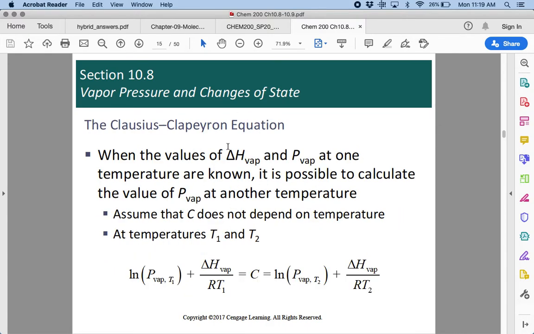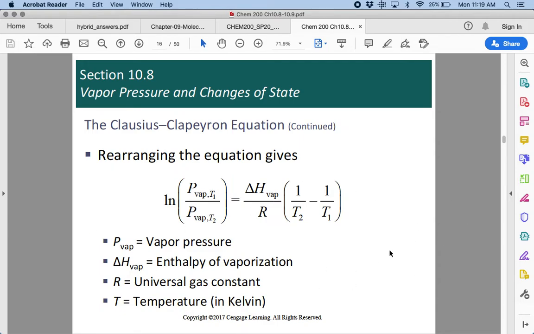So this all comes together in what we call the Clausius-Clapeyron equation. When we know the value for the heat of vaporization and the vapor pressure at one temperature, we can use that information to calculate the vapor pressure at a different temperature for that same system or that same material. This assumes that this C, this constant, does not depend on temperature, right? So we can use it to determine a new temperature.